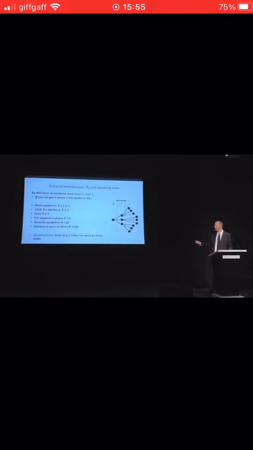So for the Ebola epidemic, for example, R was somewhere between 1.2 and 2.5. Flu pandemic, probably between 2 and 3. Polio a bit higher, 5 to 7. HIV, 2, and so on.